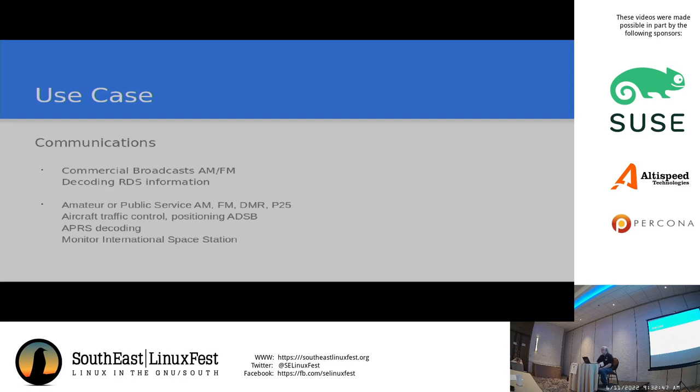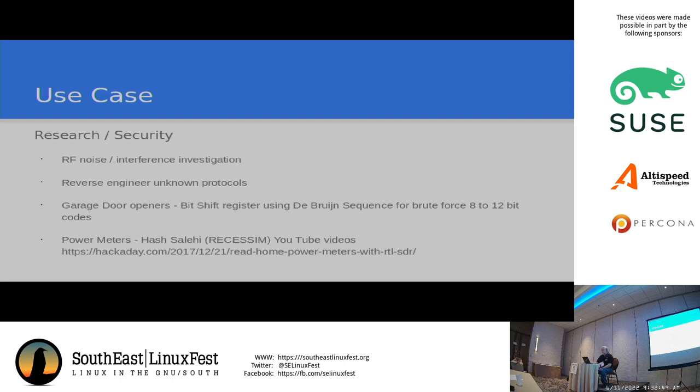So beyond communications, there's some research and information security type use of these devices. Like for one, trying to track down, say you've got some RF noise in a particular environment that's causing interference. Or reverse engineering some unknown modulation protocols that you're seeing on the spectrum.